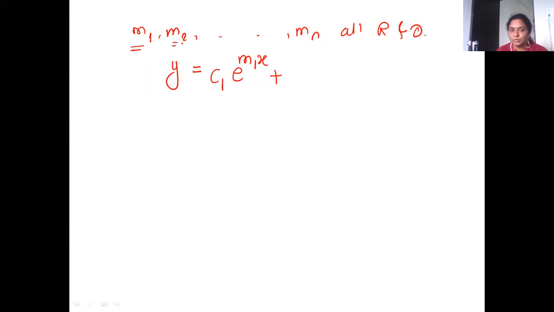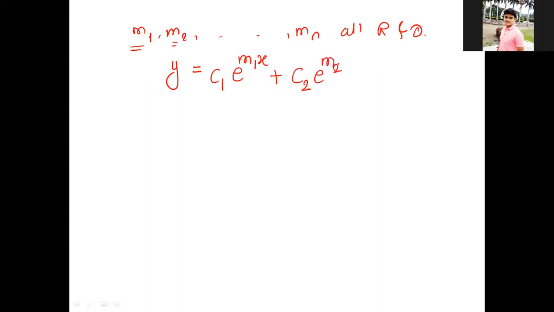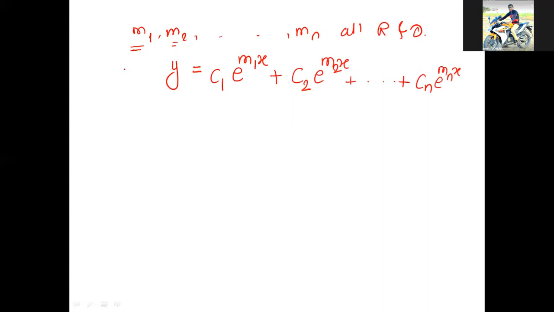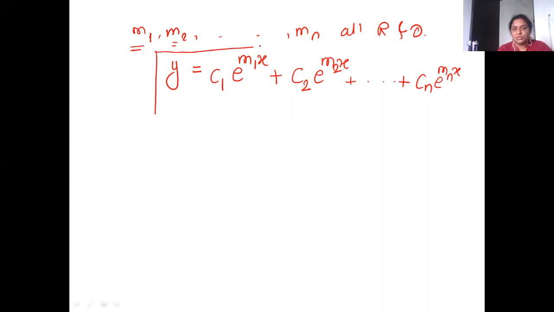The second root will go to the power of e with x and the next constant. C1 is done, so next constant C2, e raised to m2x. Yes, e raised to m2x. Very good. Next will be C3 e raised to m3x plus so on. We'll write up to Cn e raised to mnx. Very good. So this is the type 1 solution.